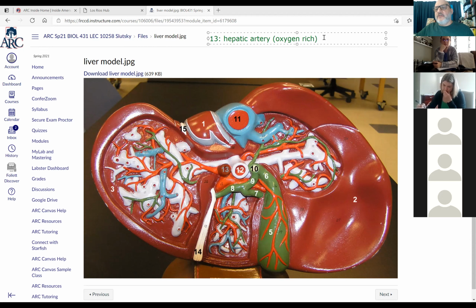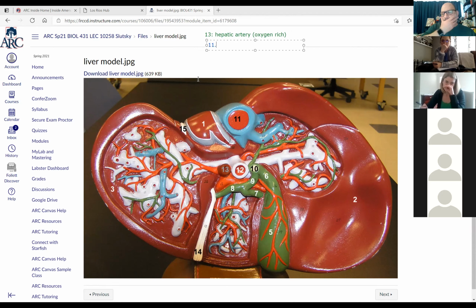And let's make this smaller so I have room for all of this. Excellent. Let's start easy as well. What do you think 11 is? Portal. What do you think 11 is? Hepatic vein. Not a bad guess.